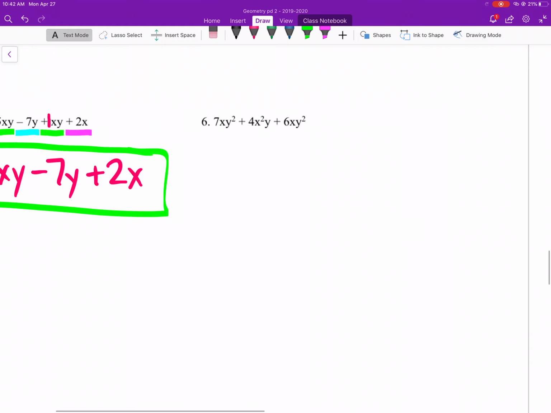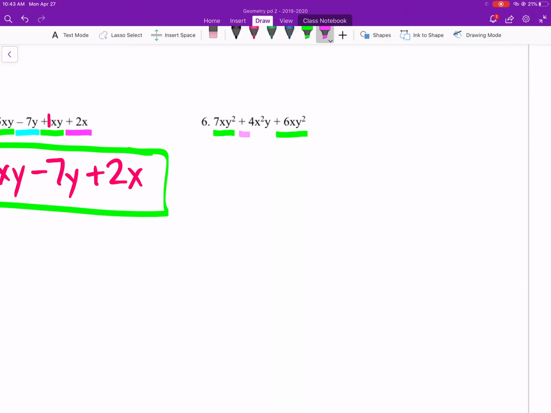Alright, next, 7xy squared plus 4xy squared, 4x squared y plus 6xy squared. So the first term here, 7xy squared, is there another term that has xy squared? There is. There's a 6xy squared.